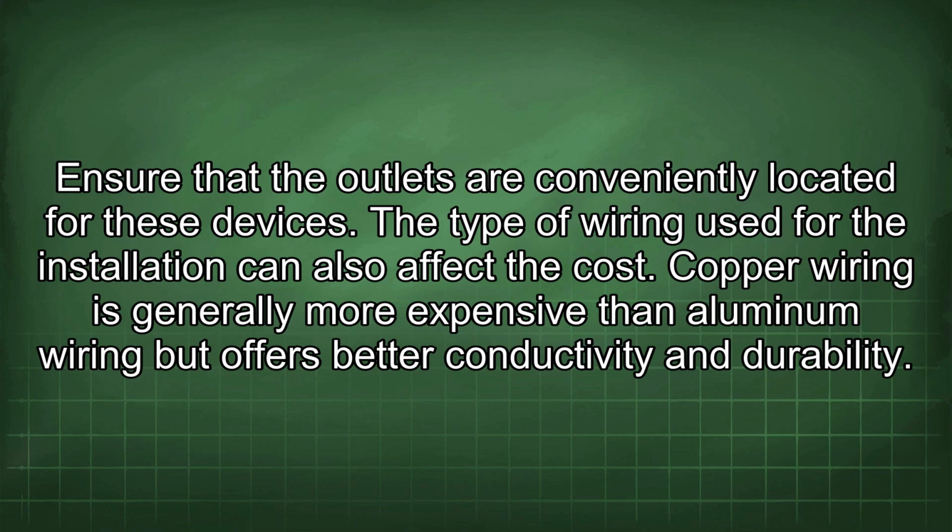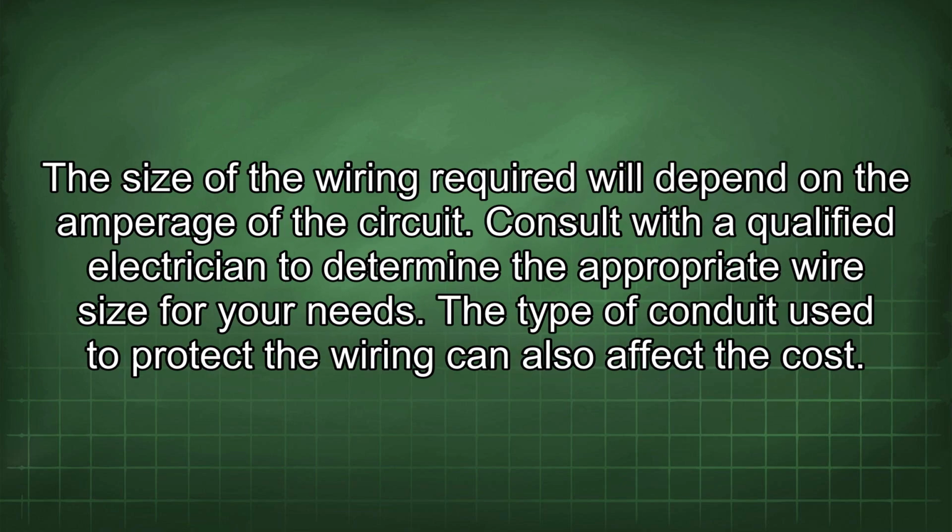The type of wiring used for the installation can also affect the cost. Copper wiring is generally more expensive than aluminum wiring, but offers better conductivity and durability. The size of the wiring required will depend on the amperage of the circuit. Consult with a qualified electrician to determine the appropriate wire size for your needs.